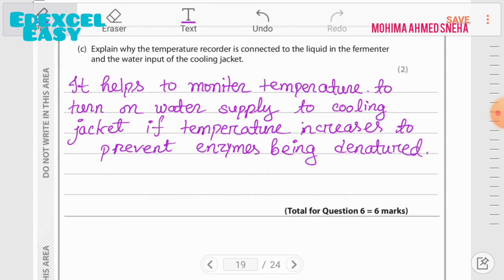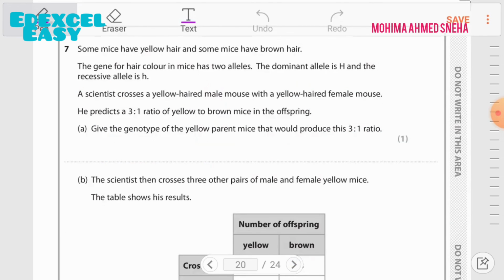And with this, question number 6 ends. Moving to question number 7. Some mice have yellow hair and some mice have brown hair. The gene for hair in mice has 2 alleles. The dominant allele is H and the recessive allele is small h. A scientist crosses a yellow-haired male mouse with a yellow-haired female mouse. He predicts a 3:1 ratio of yellow to brown mice in the offspring. Give the genotype of the yellow parents that would produce this 3:1 ratio.